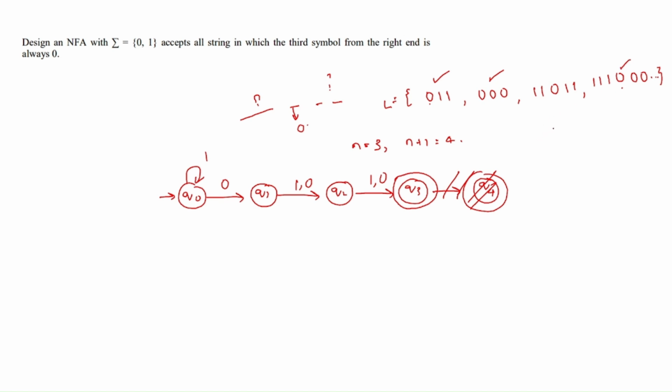What if we are having something like 0 0 0 0, like 4 zeros, and the third symbol is 0? This is also accepted, right? So 1 comma 0. If you are having zeros also, it's accepted. So this NFA accepts all the strings which have their third symbol from the right as 0. I hope you understood how to design an NFA. Thank you.